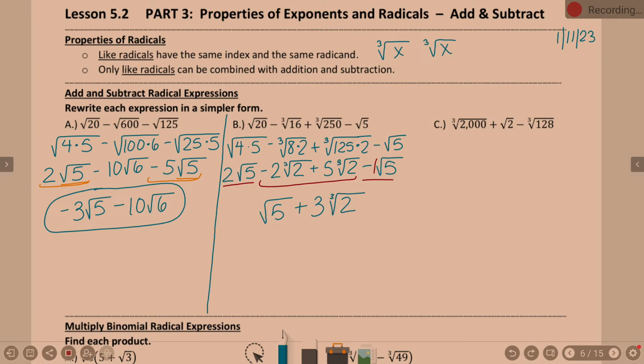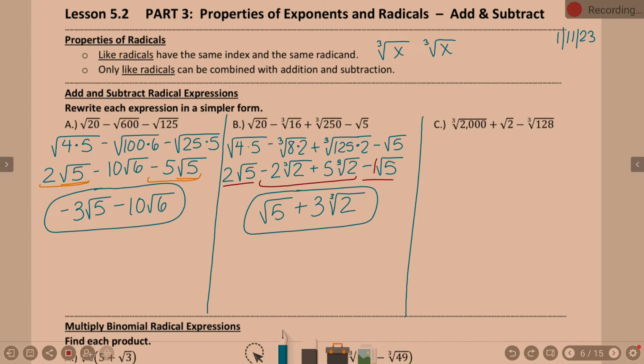Okay. Can I go any farther? No. We have a 5 under 1, a 2 under 1, a square root, and a cube root. They're different in all aspects. So you're going to need to look for the like terms.